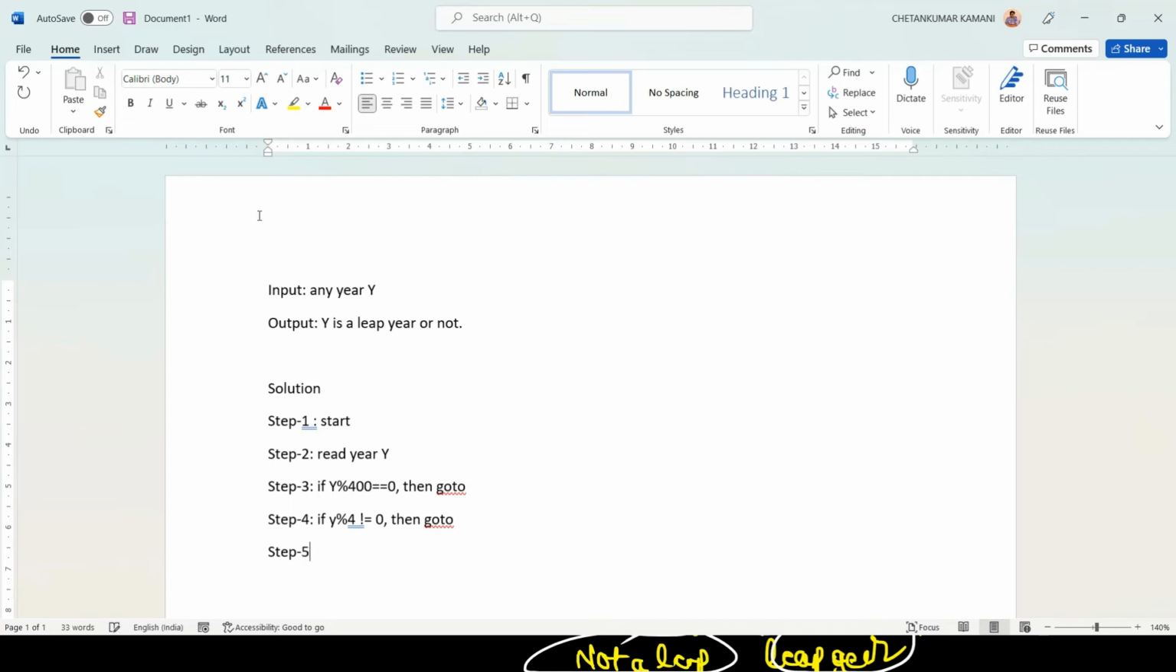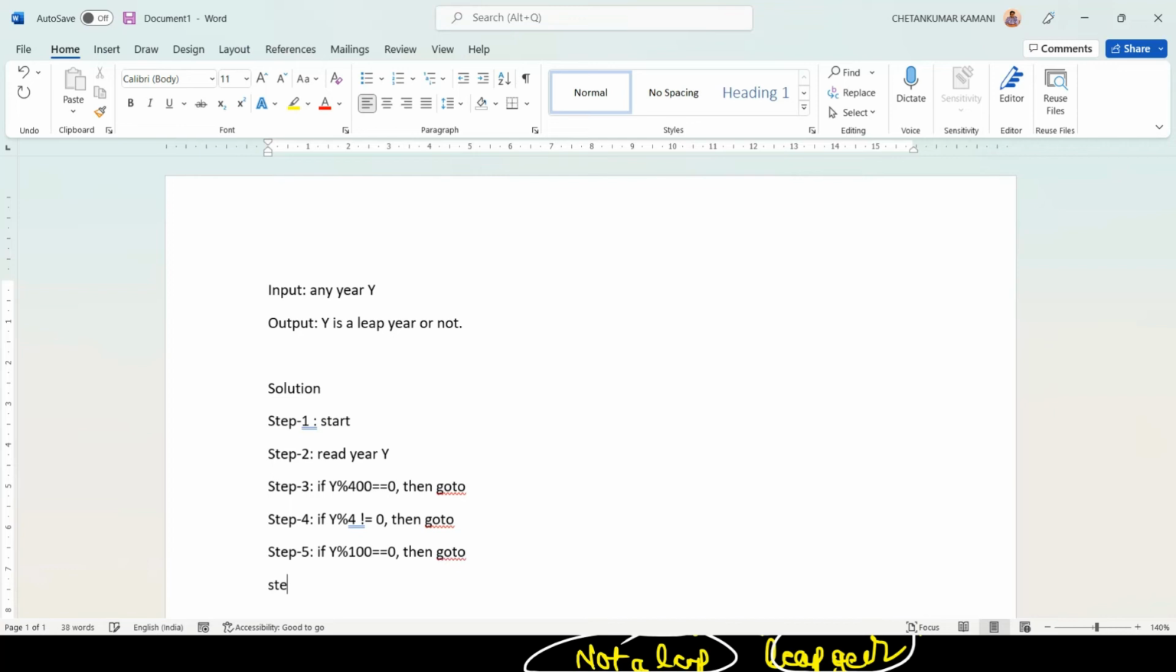Step 5, if Y modulo 4 equal to 0, that means if I divide the year, capital Y, by 4 and I get remainder 0, then I would have to further divide the same year by 100, Y modulo 100. If it is equal to 0, then definitely it is not a leap year.